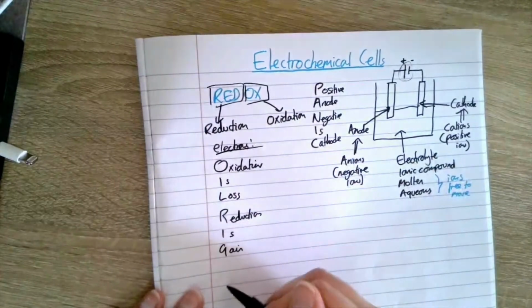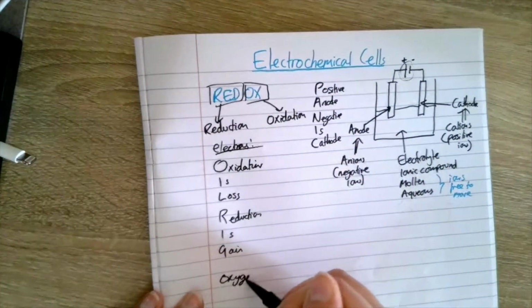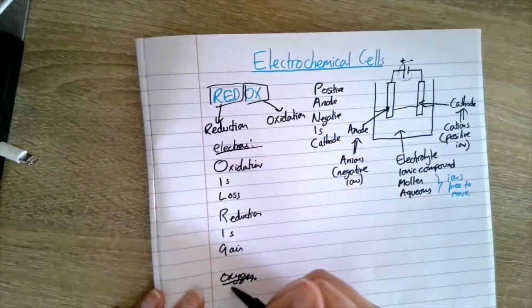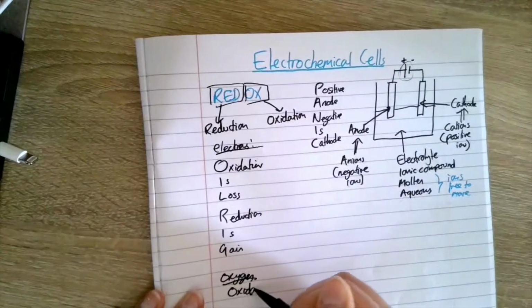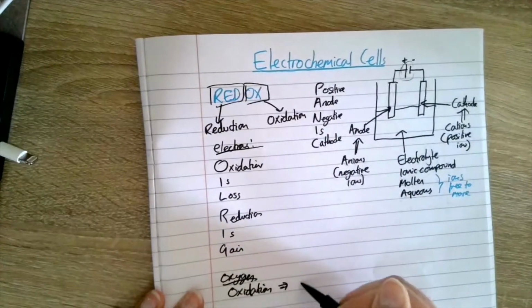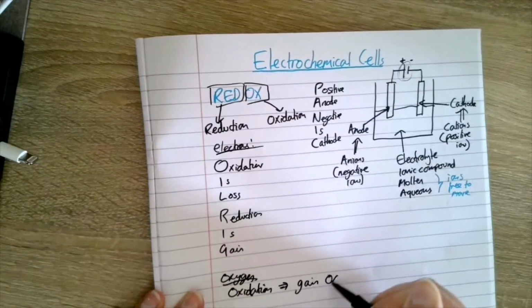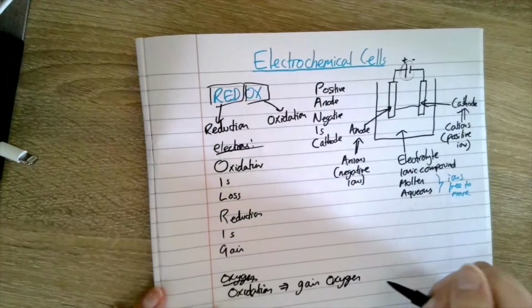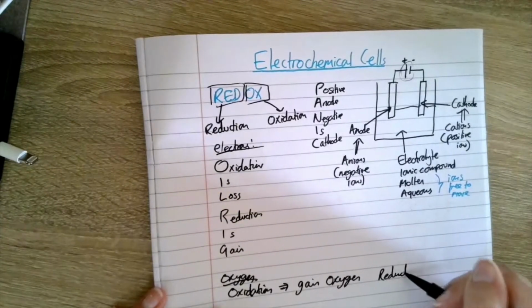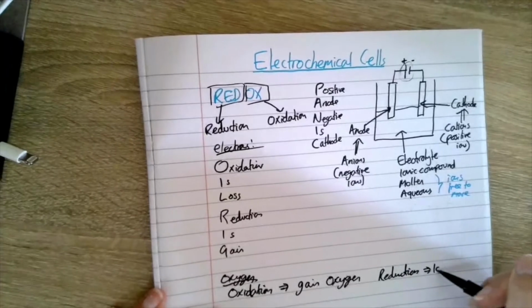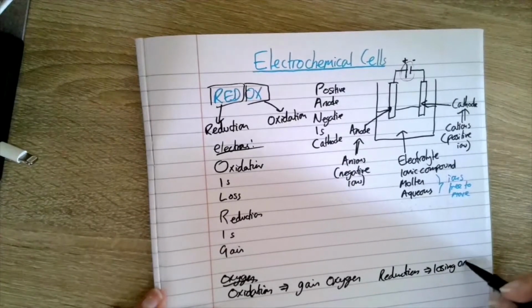In terms of oxygen, oxidation, we are gaining oxygen, and reduction, we are losing oxygen.